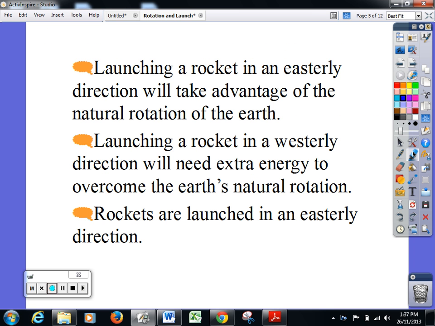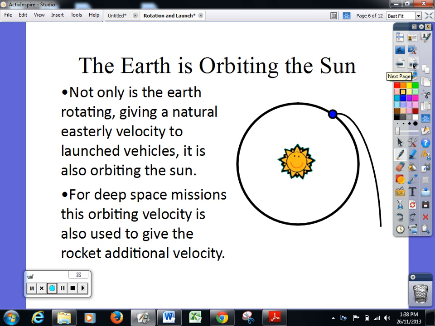So, to summarise, we launch in an easterly direction to take advantage of the natural rotation of the Earth. If we were to do it against the motion of the Earth into a westerly direction, then we need extra energy, and this becomes extra fuel. Extra fuel is extra costs. So rockets are simply launched in an easterly direction to take advantage of the Earth's spin. Not only does the Earth spin, turning on its axis, but it's also going around in an orbit.